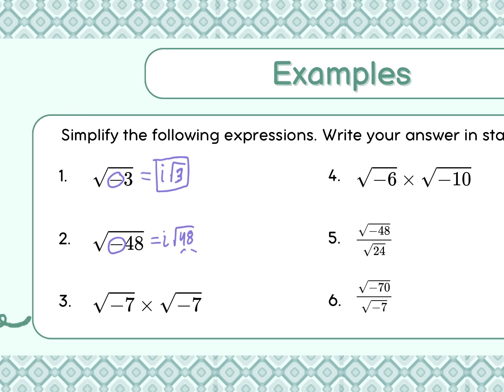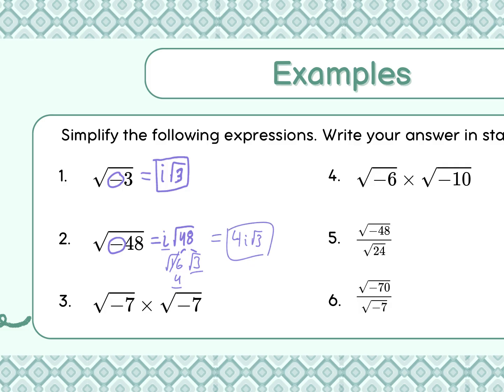This one we can break up though. 48 can be broken up into 16 and 3. The square root of 16 is 4. And the square root of 3 doesn't break down anymore, so I get 4 square root of 3 and an i. Like we said in the previous slide, I can write this as 4i square root of 3.